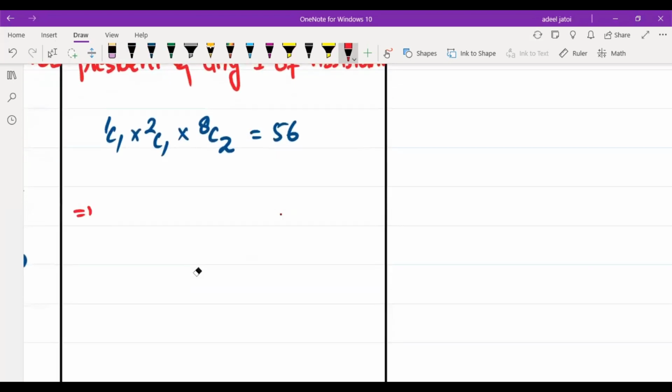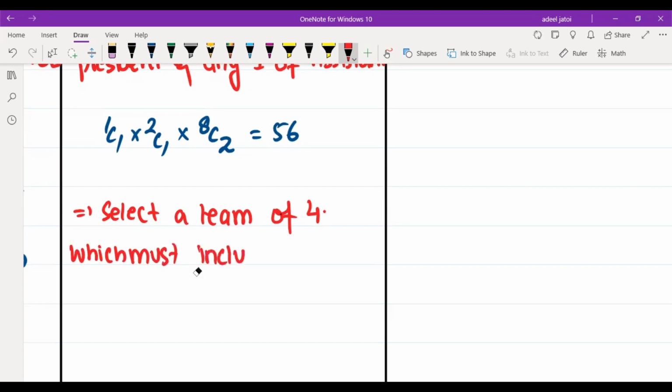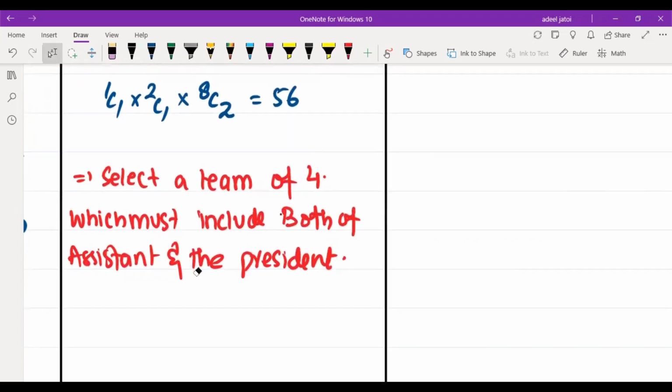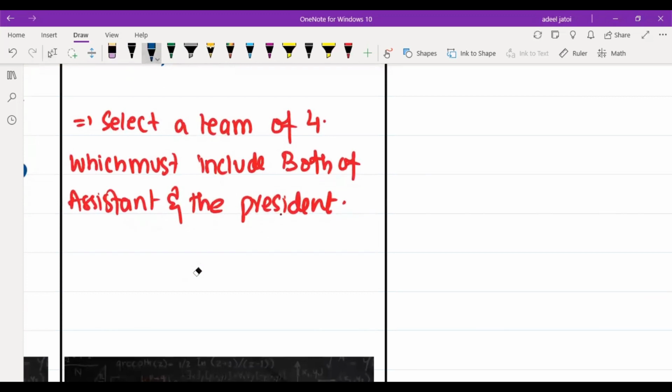Now let's work upon selecting a team of 4 which must include both of the assistants and the president. That means the president takes along both the assistants with them. We had one president, 2 assistants and 8 members. The president and both assistants go in whole, so 1 plus 2, 3 people are already selected. You need to select 1 more, and the remaining will be selected from the members.